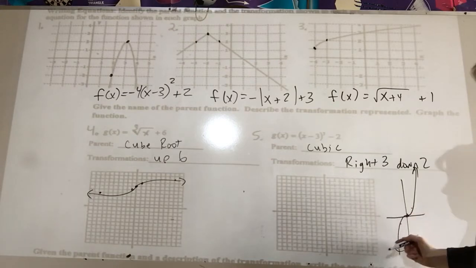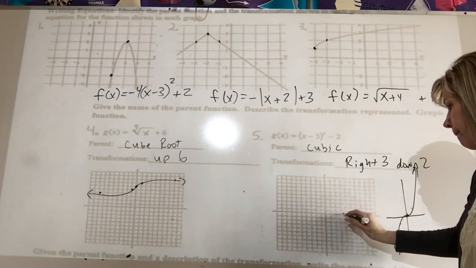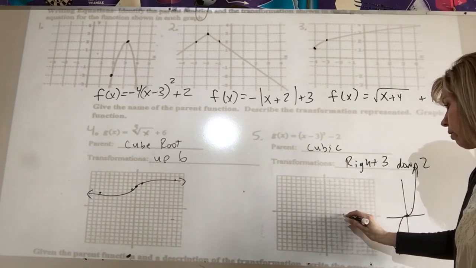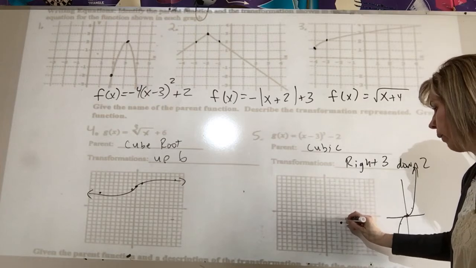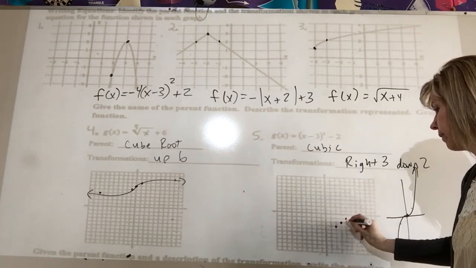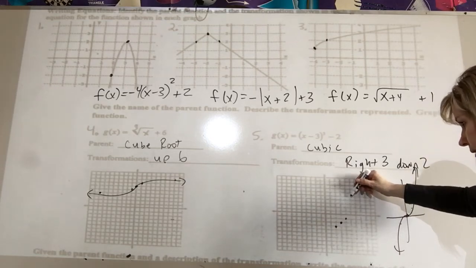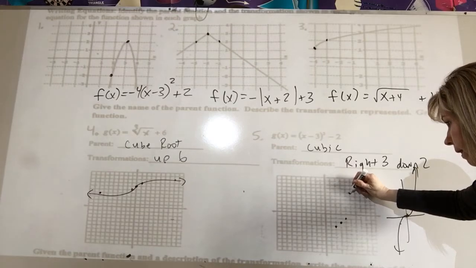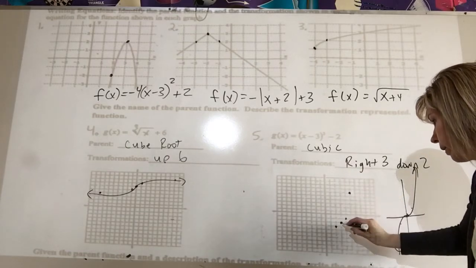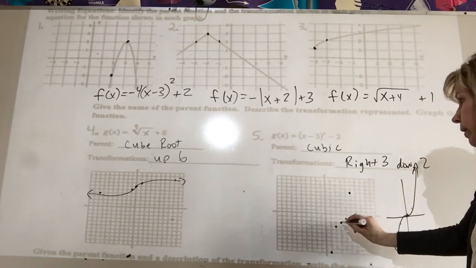and down 8. So from this, you go to the right 3 and down 2. It's 1 away in either direction, and it's over 2 and up 8. So it should be at 4, 6. Or to the left 2 and down 8. So it should be at negative 1, negative 10.